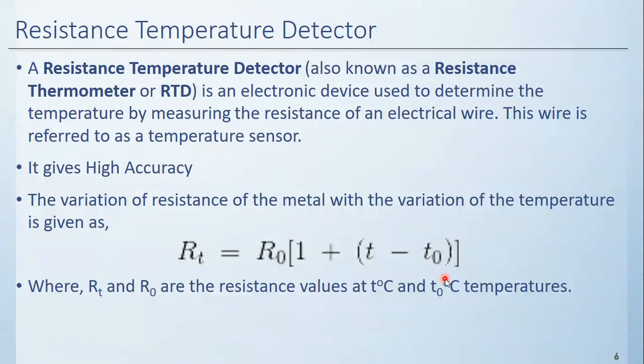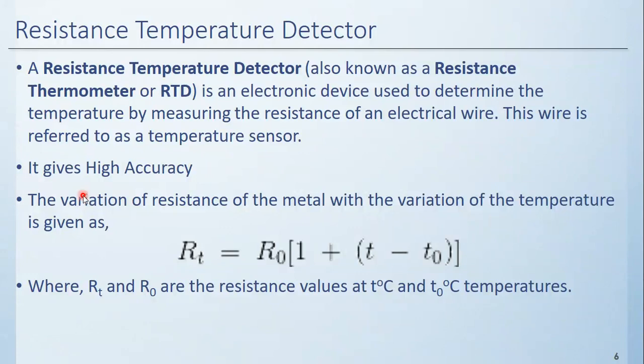Now this is the variation of resistance with temperature. The relation is given. RT and R naught are the resistance at temperature T and at temperature 0 degrees Celsius. When temperature changes from 0 to some value T degrees Celsius, your resistance will also change according to this equation.